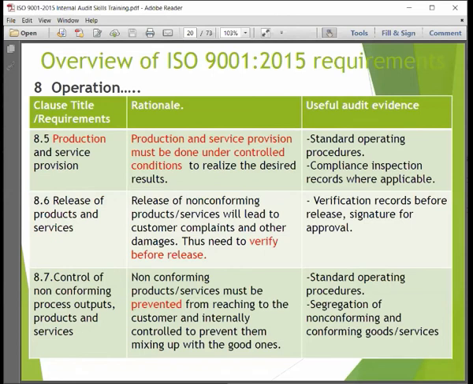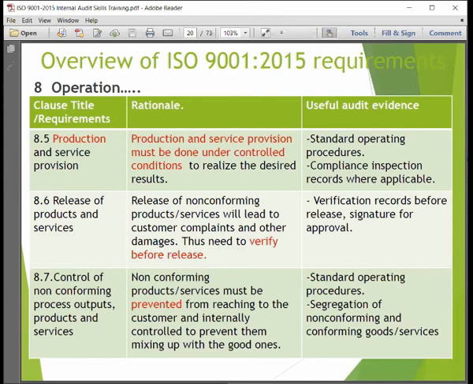Production and service provision. Production is what we do. It's still our operations, let's say like underwriting. That's production. Production and service provision must be done under controlled conditions to realize the desired results. And the controlled conditions normally are that there are standards, procedures, and guidelines on how to follow as you do that. So in audit evidence, you are looking at standard operating procedures: are they there?